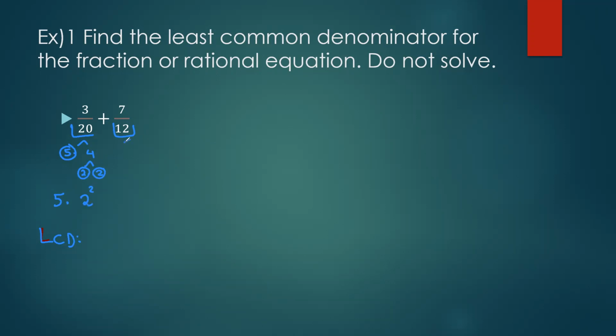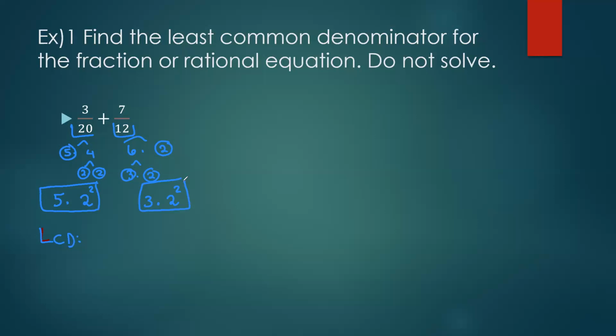Now let's do 12. 12 is not prime. 12 can be broken down as 6 and 2. 2 is prime, 6 is not. 6 can be broken down as 3 and 2. So on the right side you have 3, and then 2 times 2 is 2 to the second. That's how we want it. So on the left, 20 can be written as 5 times 2 to the second, and on the right, 12 can be written as 3 times 2 to the second.